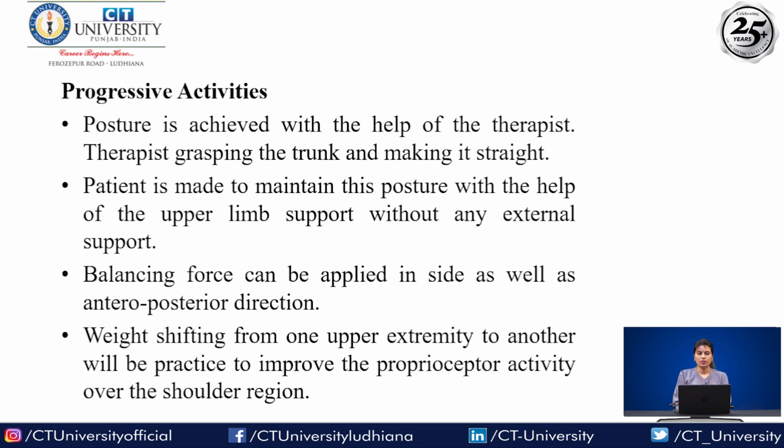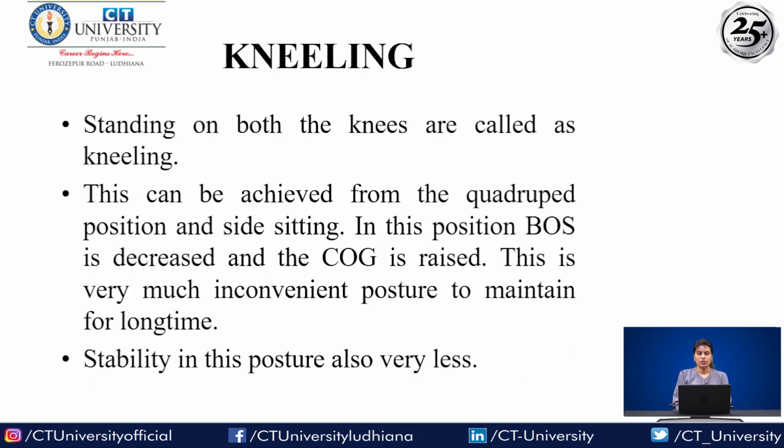Then progressive activities. The posture is achieved with the help of the therapist grasping the trunk and making it straight. The patient is made to maintain the posture with the help of upper limb support without any external support. Balancing force can be applied from the side as well as in the anterior-posterior direction. Weight shifting from one extremity to another will be practiced to improve the proprioceptive activity over the shoulder region. Now, what is the use of this posture? Uses will be the same as we saw in the quadruped position.